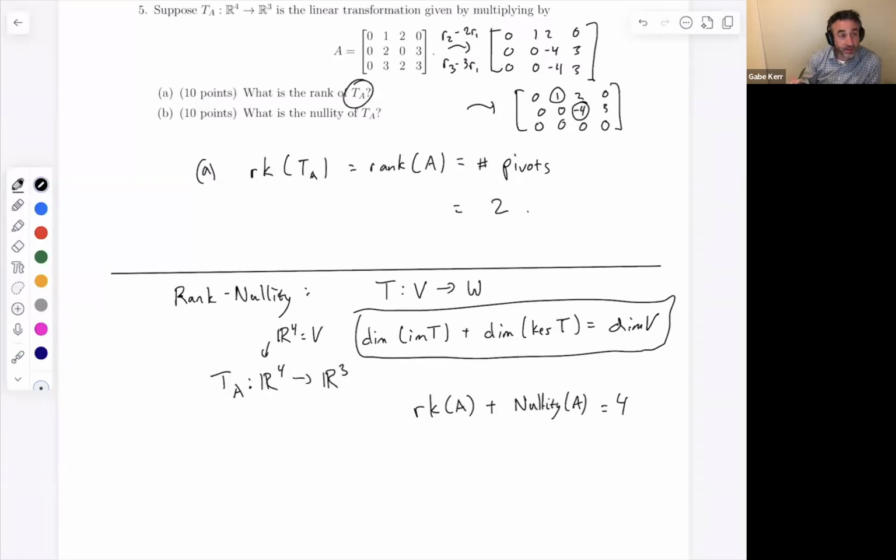Now, what is the rank of A? It's the number of pivots, the number of basic columns. In this case, I just did the row reduction up here, and we have 2. So I have 2 plus the nullity equals 4. It's a hard equation to solve, but I know you all can do it. I believe in you.